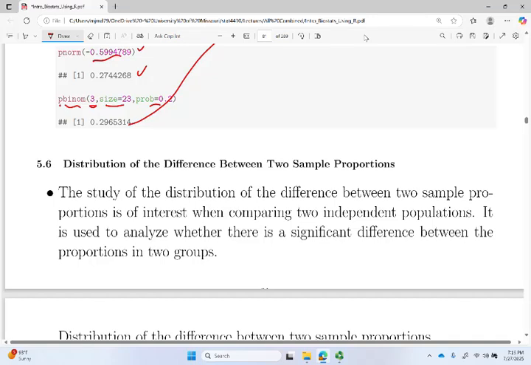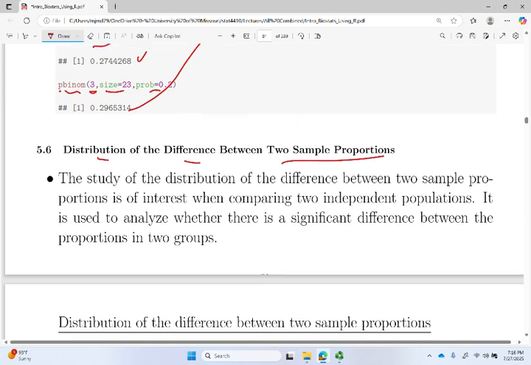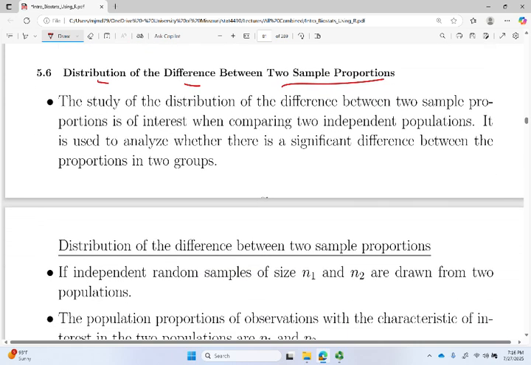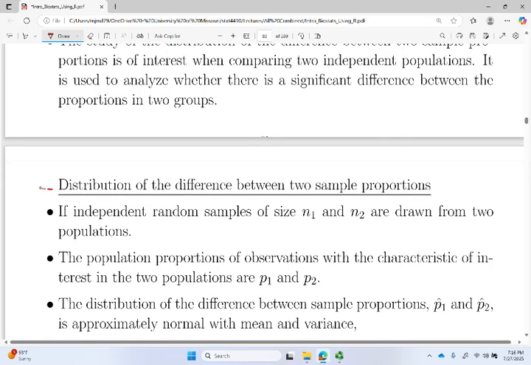We're in part 3 of chapter 5, sampling distributions, and we're looking at the distribution of the difference between two sample proportions. And of course, we do that when we're trying to make an inference on the proportion of two independent populations. Studying the sampling distributions allows us to make valid inferences. Now, let's look at the distribution.